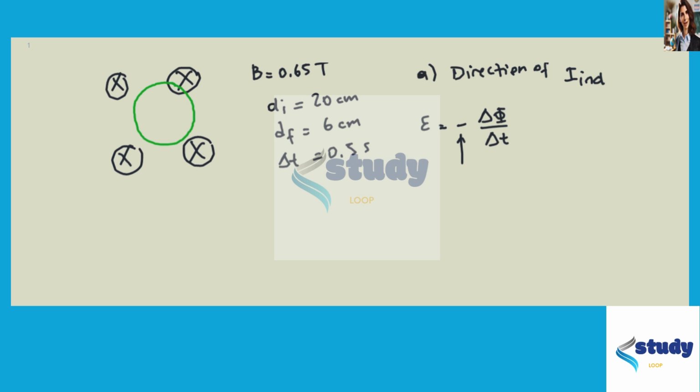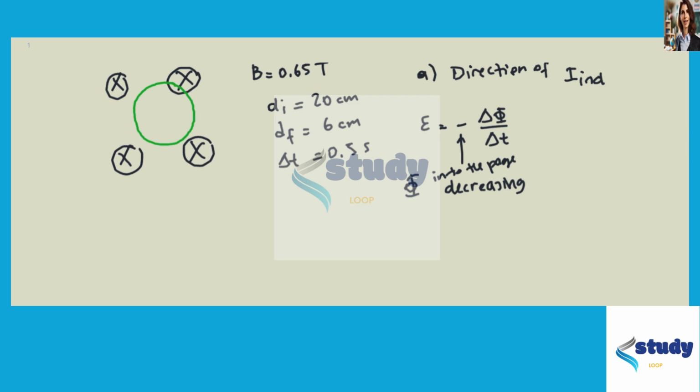So let's first figure out what's going on as far as the flux is concerned when we decrease the diameter. If we decrease the diameter, flux would be decreasing. Flux into the page would be decreasing, correct? Because the area is decreasing with respect to time.